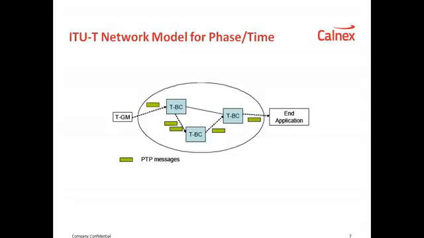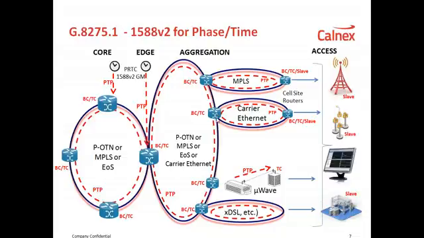For deploying 1588 to transport phase and time, there are different challenges that have to be catered for by the ITU-T models. And one of the key recommendations from the ITU is to use 1588 aware equipment between the grandmaster and the end slave or application. Now this is known in the technology as on-path support. On-path support means the use of boundary clocks or transparent clocks, which are fundamentally 1588 aware devices in the core of the network. And how that looks in a real network is governed by the G.8275.1 recommendation.